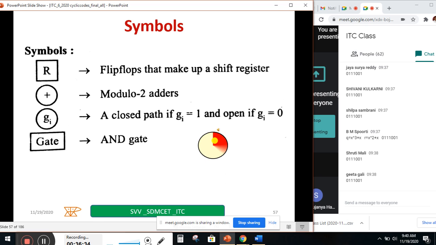GI is a closed path if GI equals 1 and open if GI equals 0. Gate, by default in this chapter, is the AND gate only. Gate means it's the AND gate only. All these symbols you copy down and try to remember.